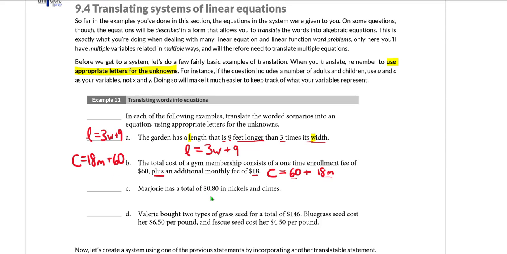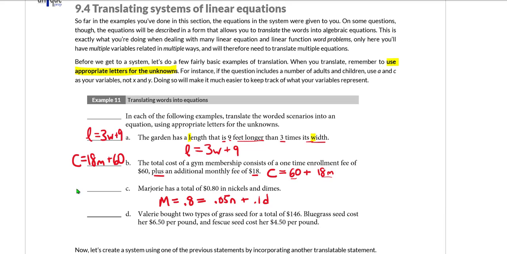Marjorie has a total of 80 cents or $0.80 in nickels and dimes. So what that means is that Marjorie's money, I'll just use M, Marjorie's money is 0.8, and that is made up of, I didn't really need that M equals, but that's fine, 0.8 has to equal 0.05 times the number of nickels, because nickels are worth $0.05, that's 5 cents, plus 0.1, that's a tenth of a dollar or 10 cents, times the number of dimes.